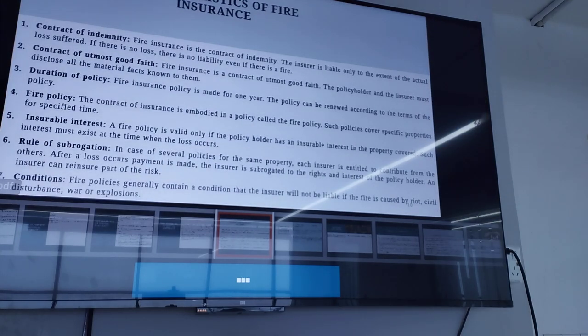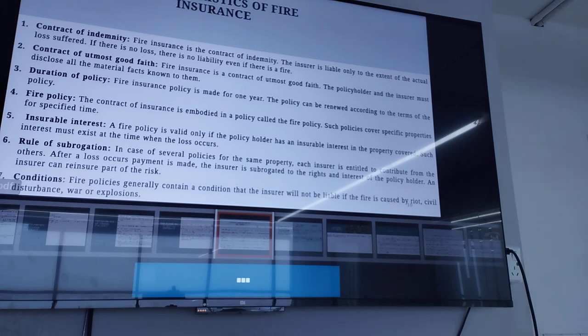Characteristics of fire insurance. Contract of indemnity. Fire insurance is the contract of indemnity. The insurer is liable only to the extent of the actual loss suffered. If there is no loss, there is no liability, even if there is a fire.